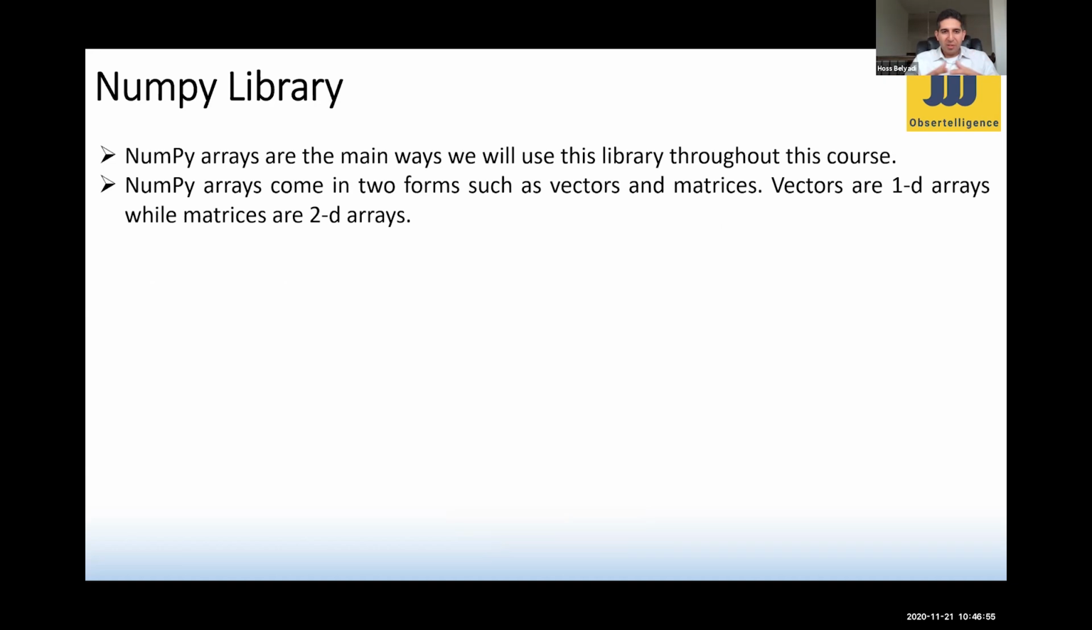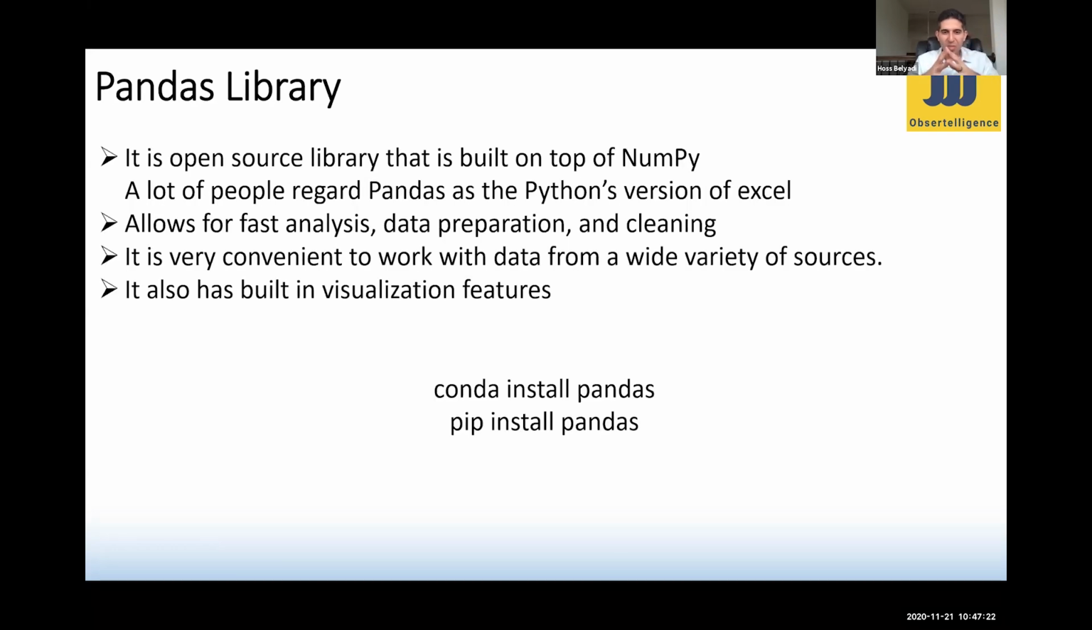So as I said, NumPy arrays are the main way we use this library throughout this course, which we'll show you a couple of examples. NumPy arrays come in two forms, vectors and matrices. Vectors are 1D arrays, while matrices are 2D arrays. We'll show you a couple of examples next class.